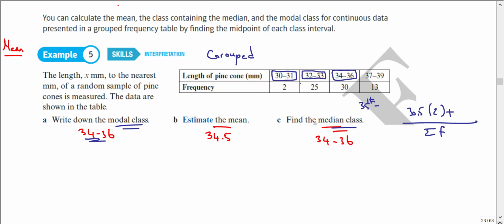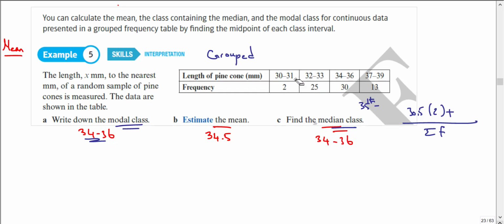Here they say how many pine cones with length between 30 and 31? We have 2 pine cones, 2 of them. How many with the length 32 to 33? 25. How many with the length 34 to 36? 30, and so on. Okay.